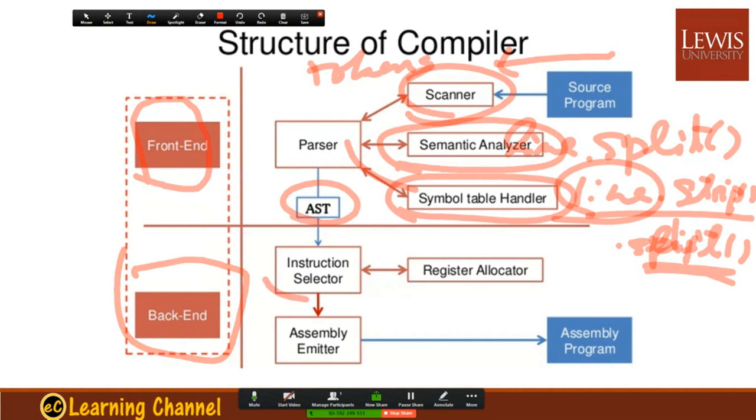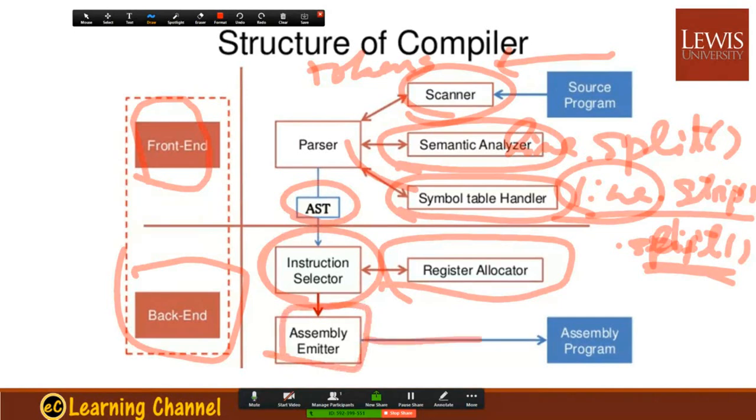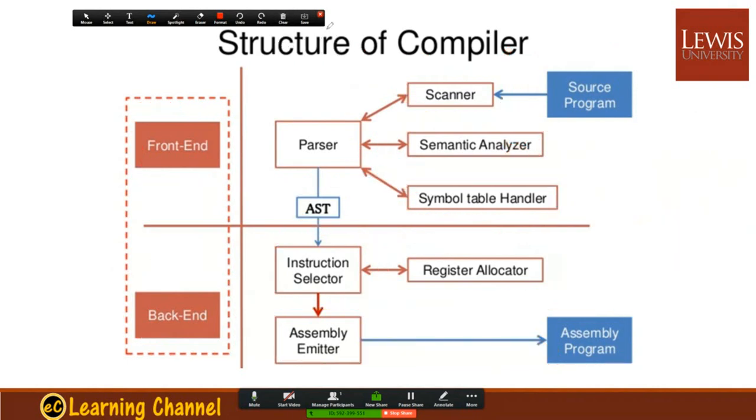The backend will be generating the machine code. So you need to select the instruction and then allocate registers. Sometimes not all variables are put into memory, so you can put them into registers. And then we generate the assembly language and finish the program. Whether the assembly language needs to go further into machine code will depend on the compiler's option. Okay, so this is a compiler structure.